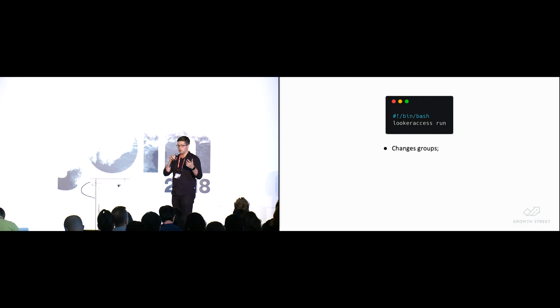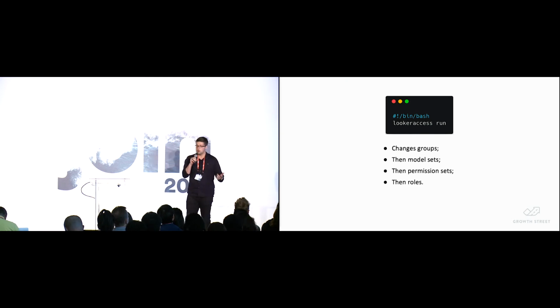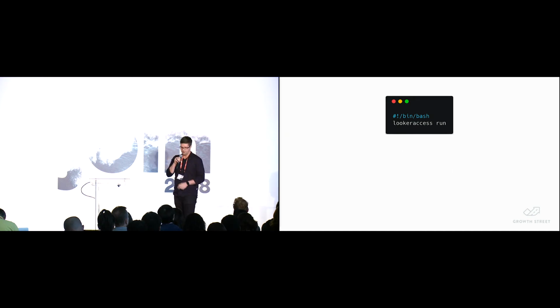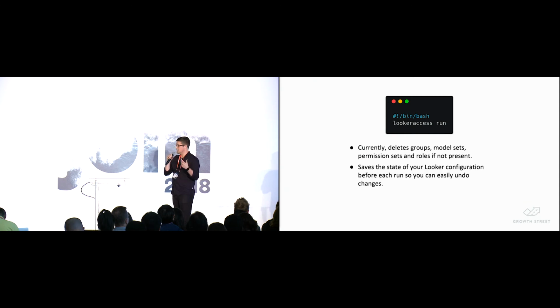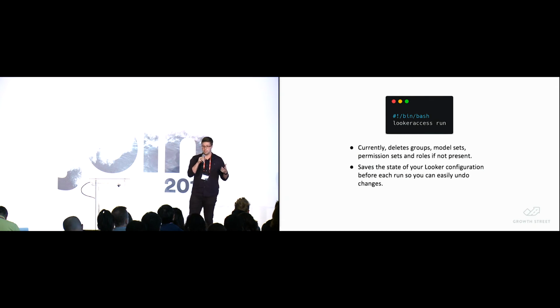First, Looker Access will make sure that your configuration is complete, ensuring that you're not assigning any groups, model sets, or permission sets that don't exist to any roles. It'll then make API calls to your Looker instance, replicating any changes that you've made in your file. Currently, if an object that does exist in your Looker instance isn't present in your file, it'll delete it. However, in the case you make any mistakes, before every run, a snapshot of your Looker configuration is saved, so you can easily revert changes if you need to.